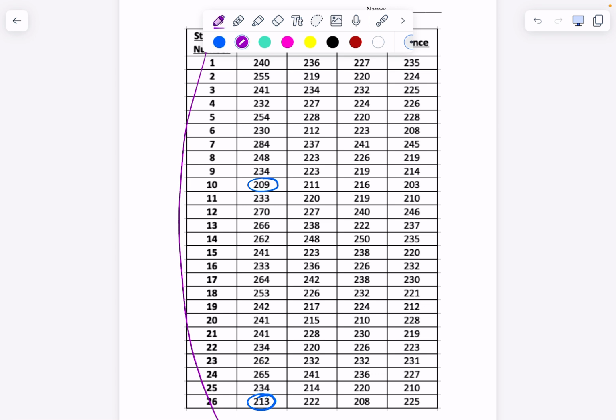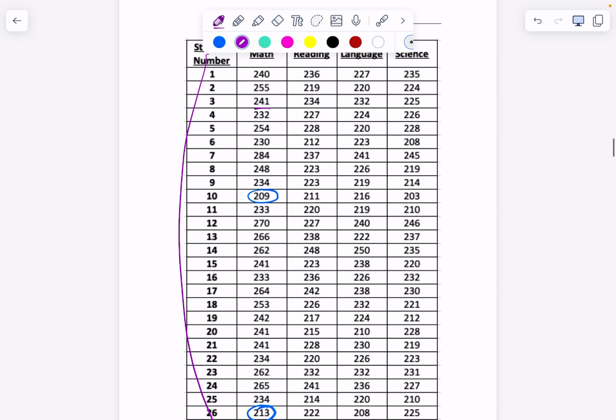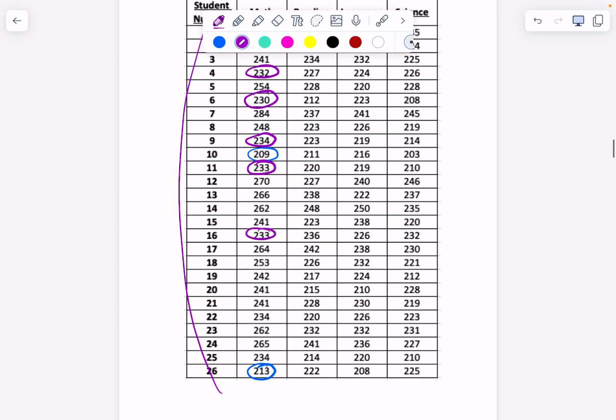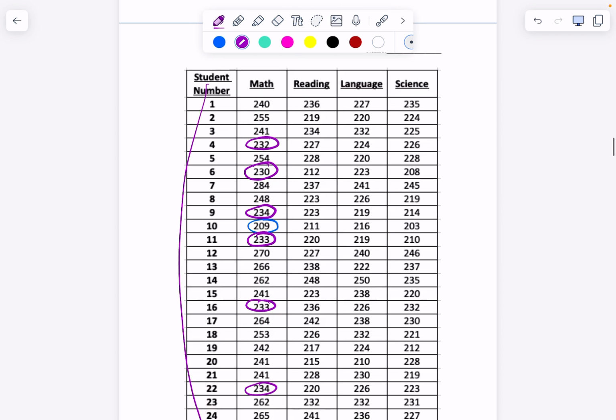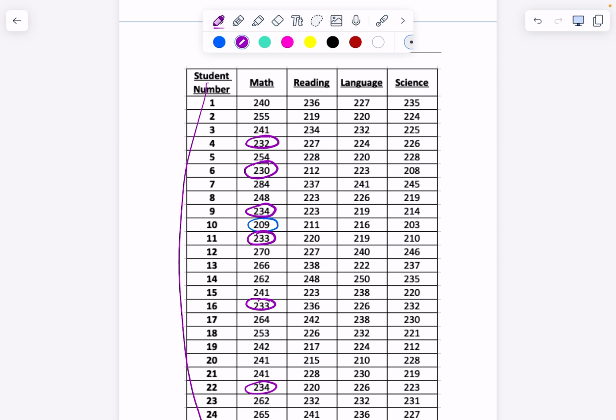Switching colors. Now we've got 220 to 239. I've got 1, 2, 3, 4, 5, 6, 7. I have 7. Okay, in the next row, put 7 under frequency. You can skip the tally column and put 7.